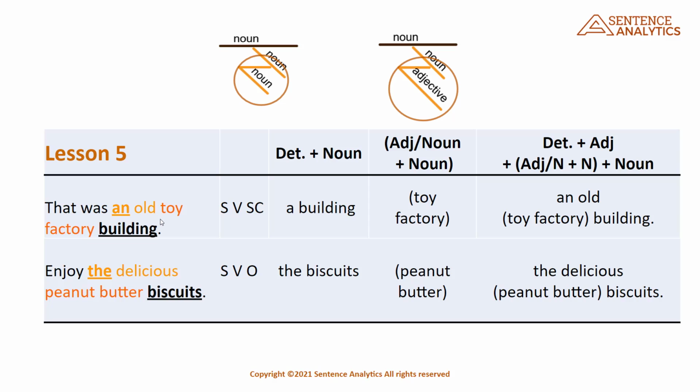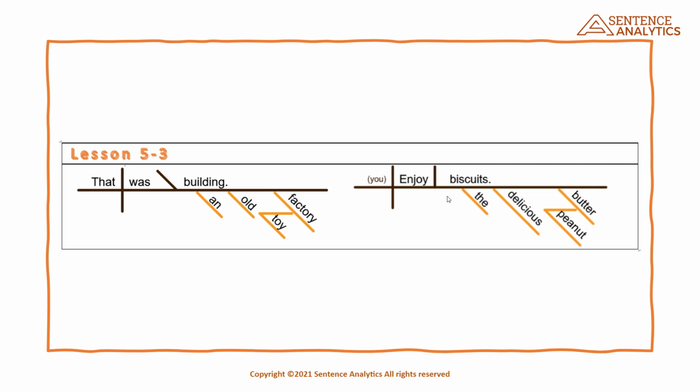There's a second option under the adjective line in the Sentence Analytics app that looks like a hook or an arrow. You can see it up at the top here. It hooks onto the original adjective line, and we use this to connect toy to factory, and this is what it looks like.